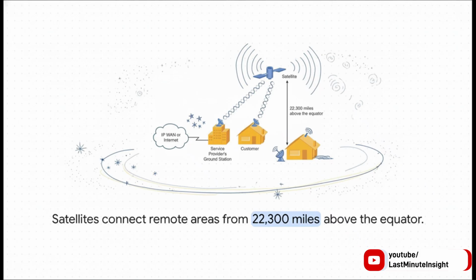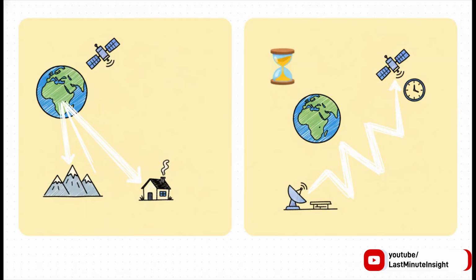A signal travels from a ground station all the way up to a satellite orbiting 22,300 miles away, and then all the way back down to a customer in some remote location. And right here, we see the core trade-off. The pro is unmatched coverage. You can get internet pretty much anywhere on Earth. The con? Physics. That 44,000-mile round trip, even moving at the speed of light, creates a noticeable delay. We call it latency. And it can be a real pain for real-time stuff like video calls or online gaming.